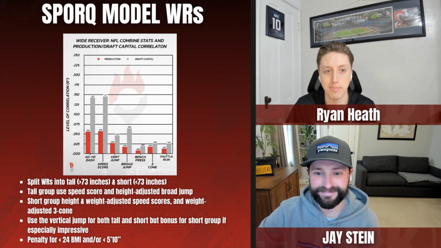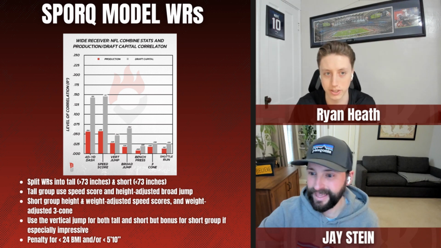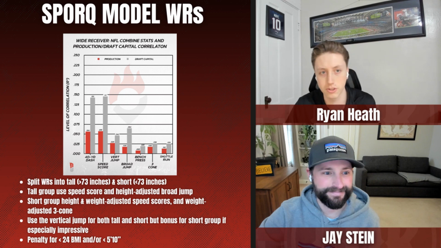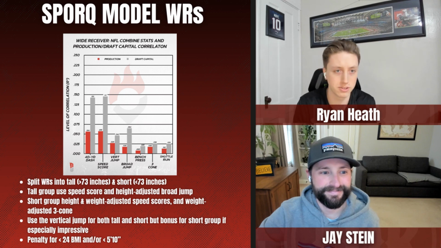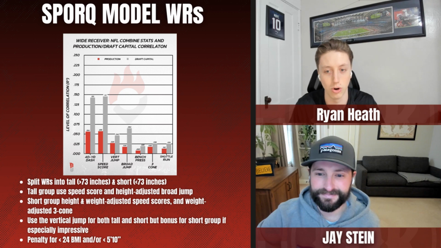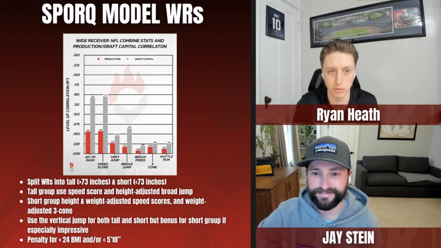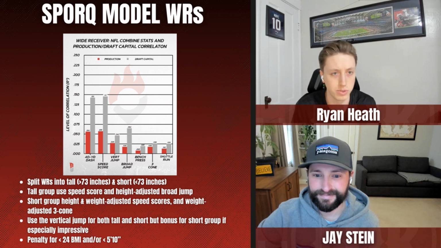So with that in mind, I wanted to tune the model to, one, find which receivers teams are going to draft higher, because draft capital is predictive of production, and also filter out some of NFL teams' worst impulses when it comes to overdrafting receivers. The way that starts is by splitting receivers into shorter and taller archetypes, with 73 inches being my cutoff.